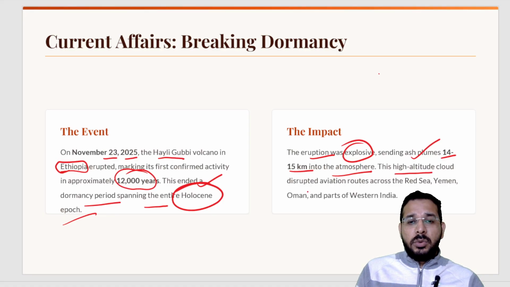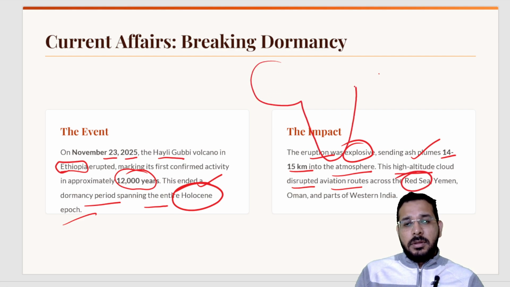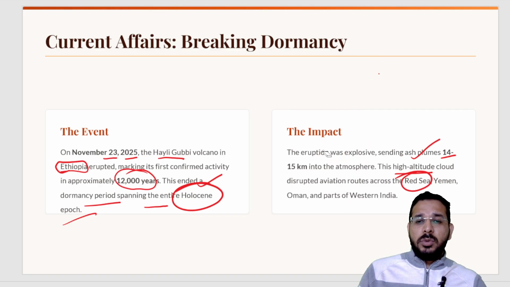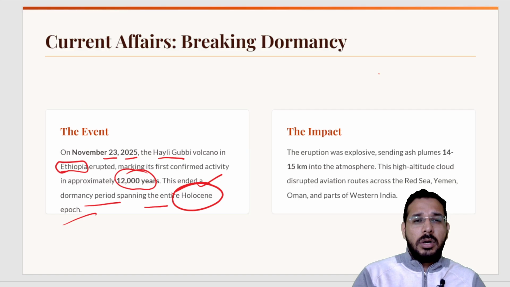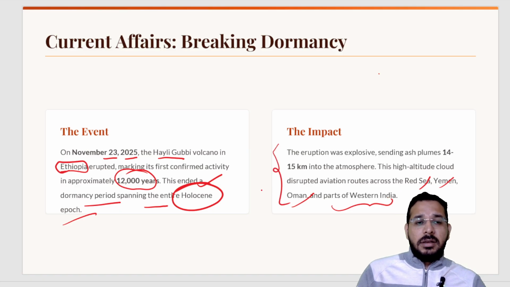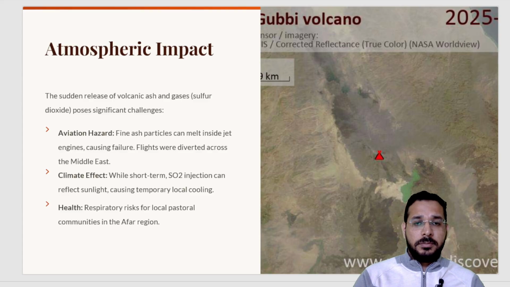This high altitude cloud disrupted the aviation routes across the Red Sea. So here we have Africa. In this region we have Ethiopia. Over here we have Ethiopia. Here we have this part called the Red Sea. So over the Red Sea, the trade routes and aviation routes got disturbed. Across the Red Sea, Yemen, Oman, and parts of Western India, the impact of this volcano has been seen.